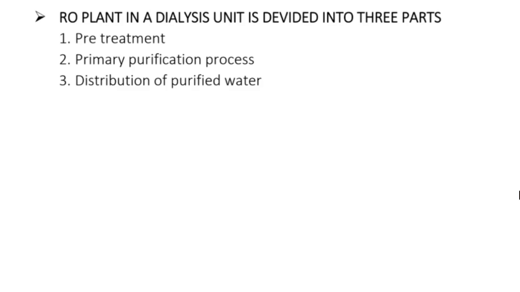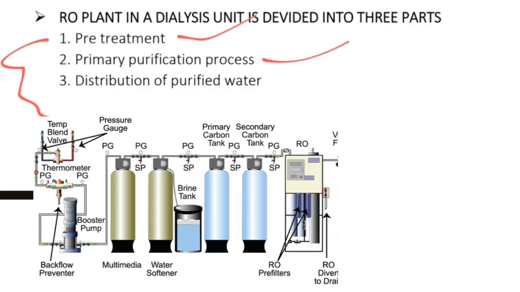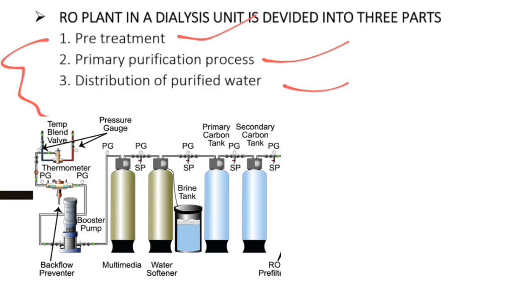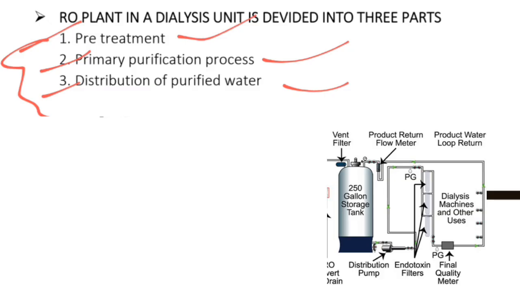So there are three parts of our RO plant in the dialysis unit. The first one is pre-treatment, the second one is the primary purification process, and the third one is distribution of purified water. Pre-treatment means where the larger molecules are purified. Primary purification process means where the smaller solutes and bacteria or endotoxins are processed. And the third one is distribution into our dialysis unit.